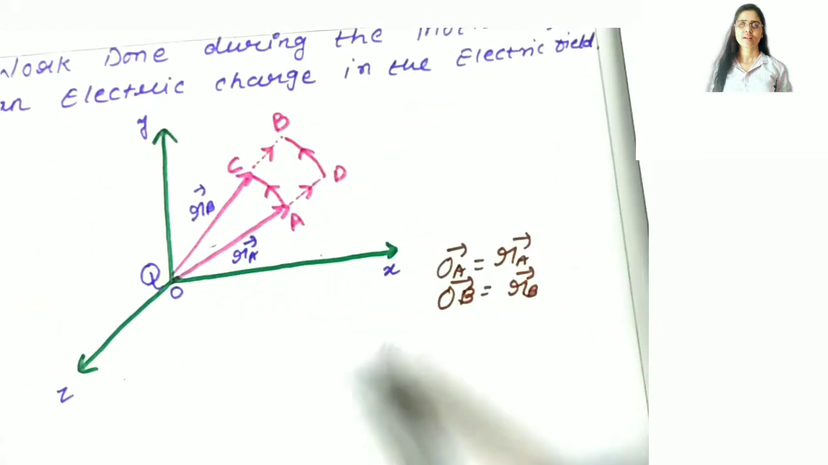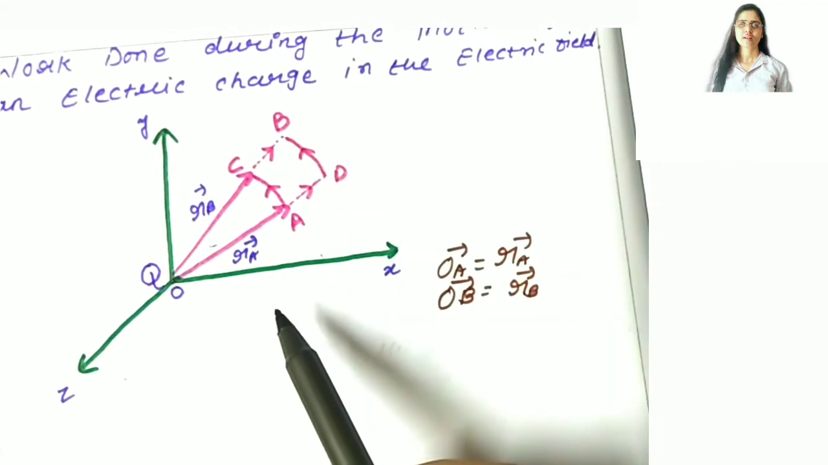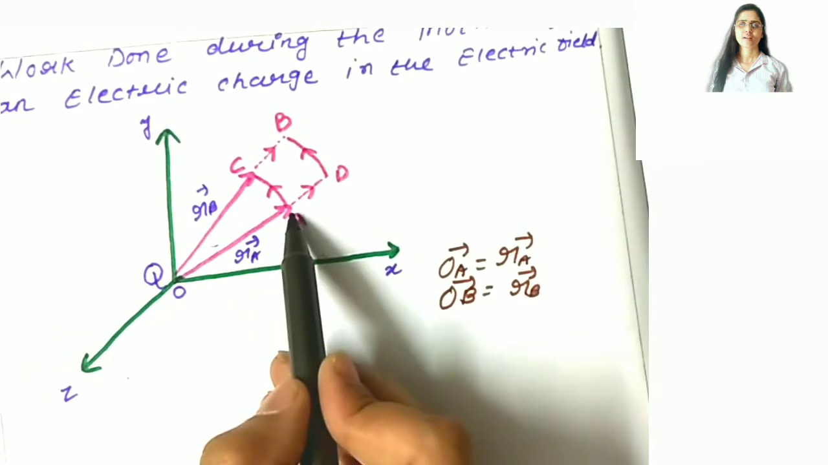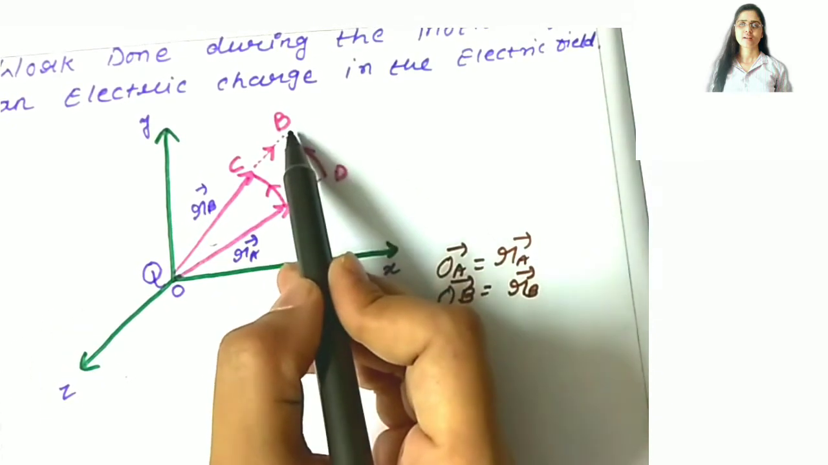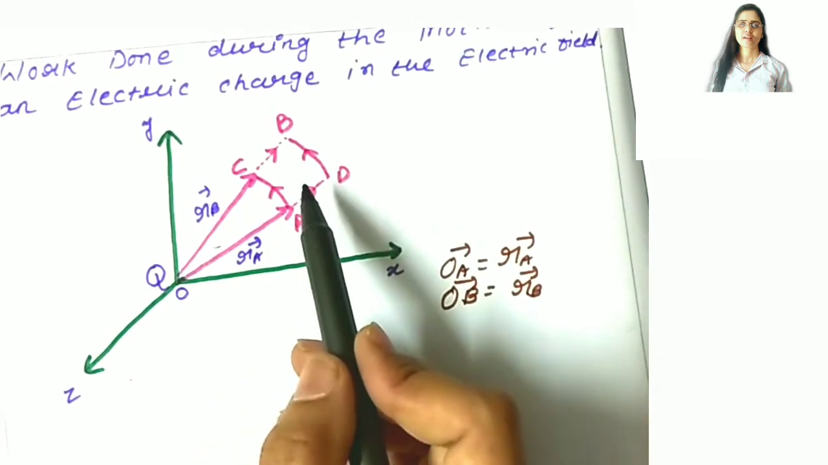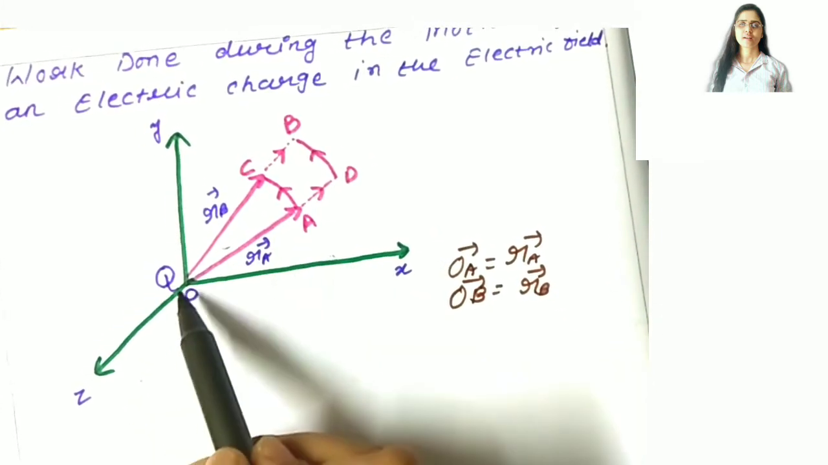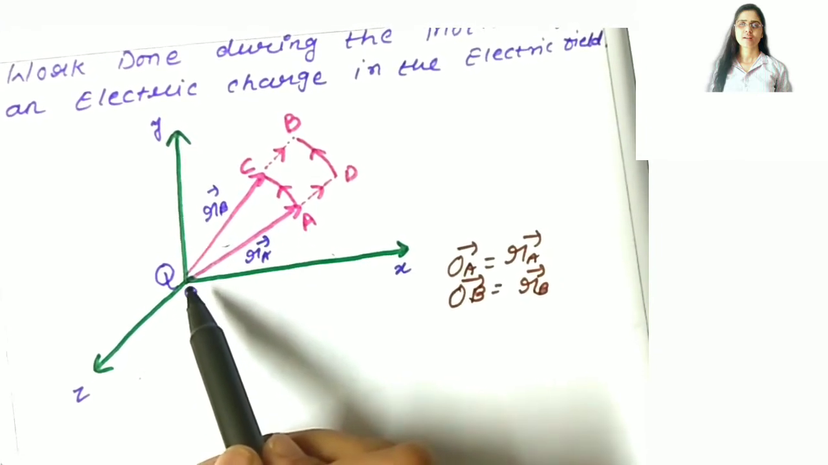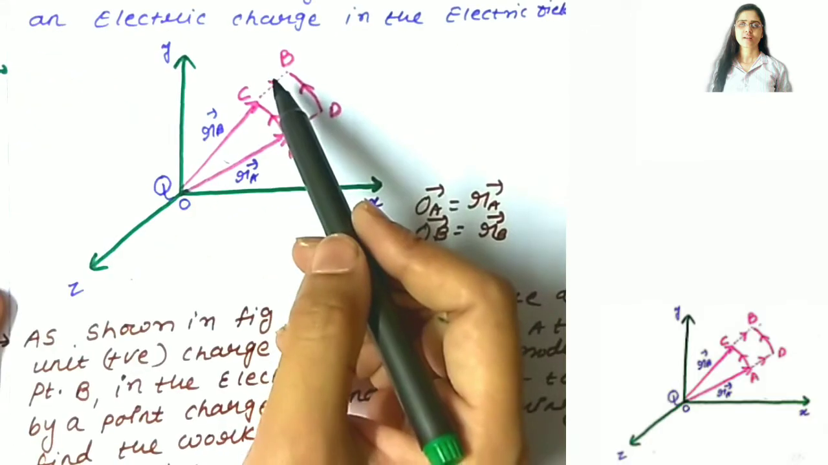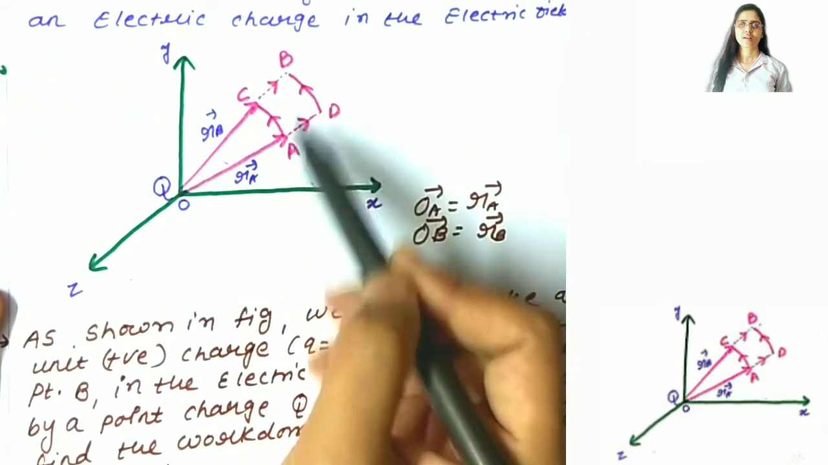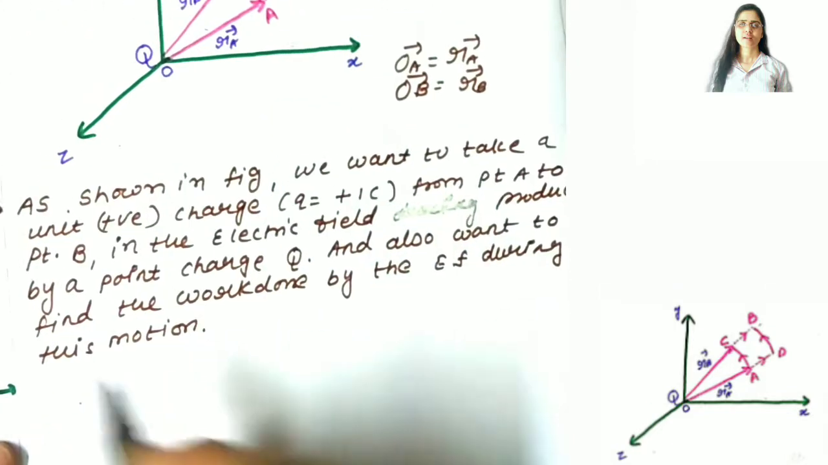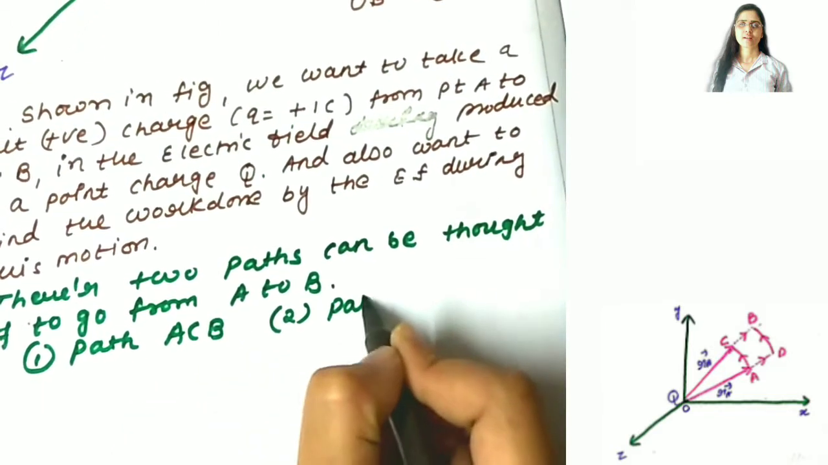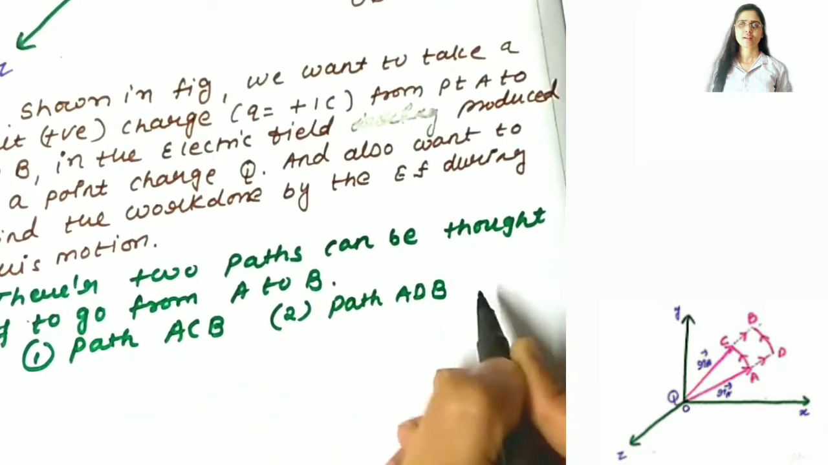Now look at this diagram. We want to take a unit positive charge Q equals to plus 1 coulomb from point A to point B in the electric field produced by a point charge capital Q. And we also want to find out the work done by the electric field during this motion. There are two different paths to go from A to B: path ACB and another path ADB.